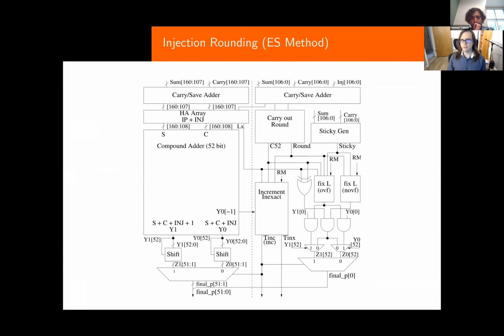This block diagram shows the lower half of the multiplier, where you're feeding in your carry safe format from the partial product reduction tree, and you're adding in your injection constant. What you'll notice is that the upper half is just 52 bits, and it's going to produce a sum of the carry save plus the injection constant, or plus 1. And the lower half is going to be the part that decides whether or not we actually increment the result or not.